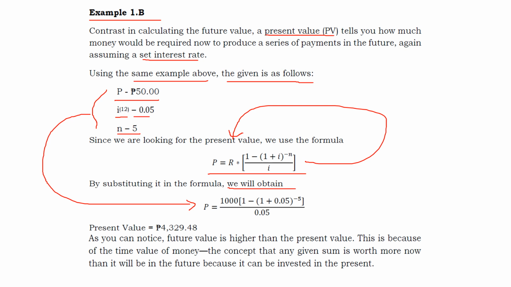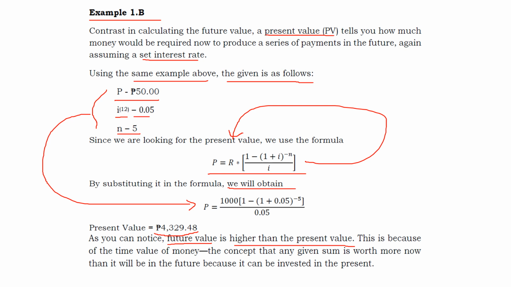After substituting the given values, we can now arrive at the resulting present value, which is 4,329.48 pesos. As you can notice, the future value is higher than the present value. Why is that? Because your future value is equal to your present value plus the interest being applied to your present value. That's the only reason why your future value is higher than the present value.